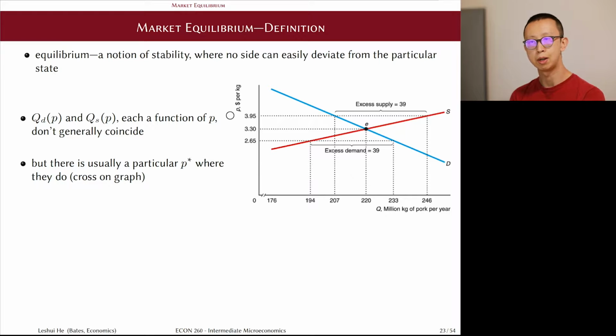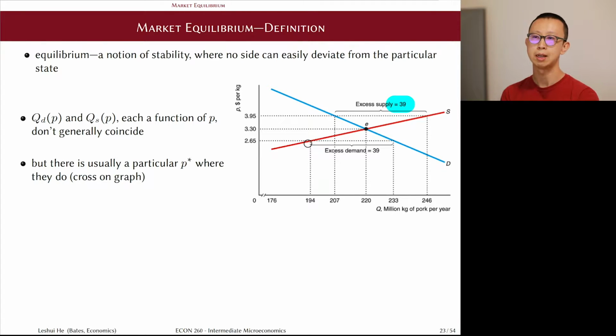For instance, on this graph on the right-hand side, when the price is at $3.95, the quantity supplied is a lot higher than the quantity demanded. In particular, we have 39 units of excess supply here. Whereas when the price is a lot lower at $2.65, the quantity demanded is going to be higher than the quantity supplied. So at this price, consumers are willing to buy a lot more than the firms are willing to sell. So in these scenarios, we imagine that the market will not stay where it is at these price levels.